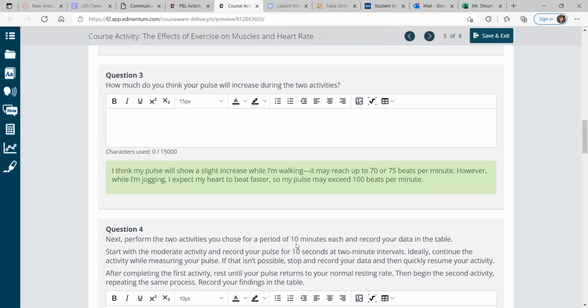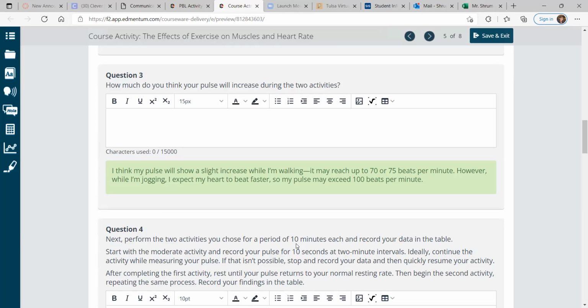How much do you think your pulse will increase during the two activities? So this is the prediction part. I think my pulse will show a slight increase while I'm walking, and this person thought maybe in the 70s, 70 to 75 beats per minute.